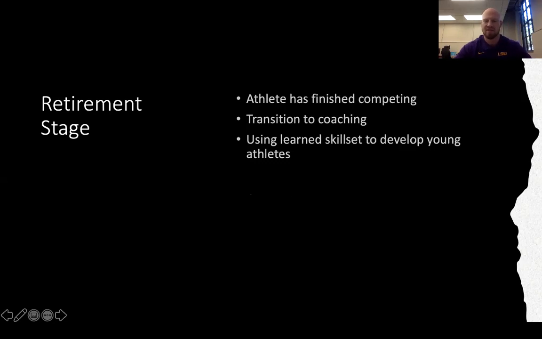And then the final stage will be the retirement stage. So the athlete has finished competing. They're transitioning into coaching and using the learned skill set that they developed over their athletic career to develop future young athletes.